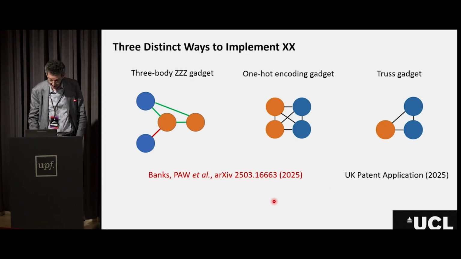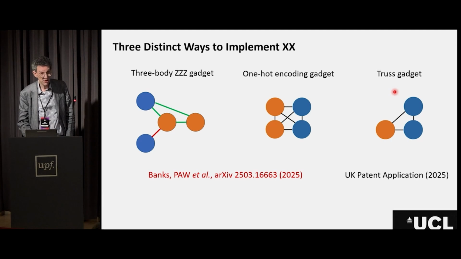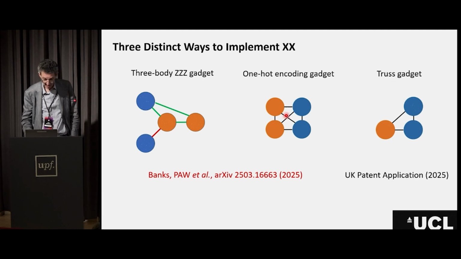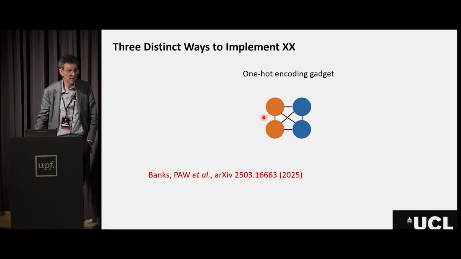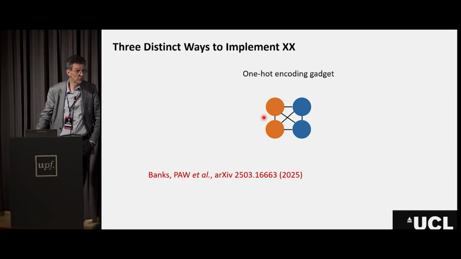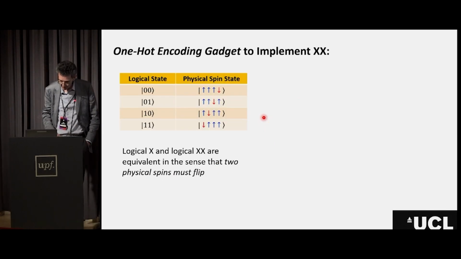Okay, so if you look at Bobby's preprint, there are two ways of doing this, and we also have a patent application in the United Kingdom for looking at this one, which is the truss gadget. In today's presentation, I'm only going to talk about this one, which is the so-called one-hot encoding gadget for implementing XX interactions using only terms that are natively available on the D-Wave, for example. So what is the one-hot encoding gadget?